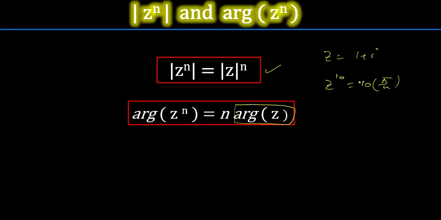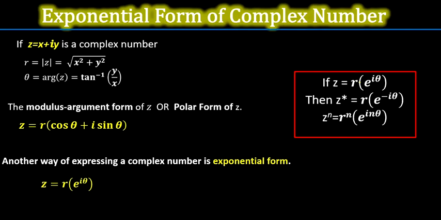Right? This is the property you should learn. Now the last thing here, complex number in the exponential form. We have done complex number in the standard form, you know it, and then we found the modulus and argument. We have done the complex number by knowing the modulus argument in the polar form or modulus argument form.